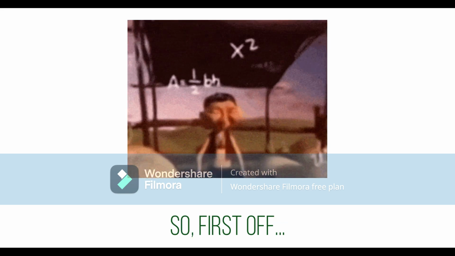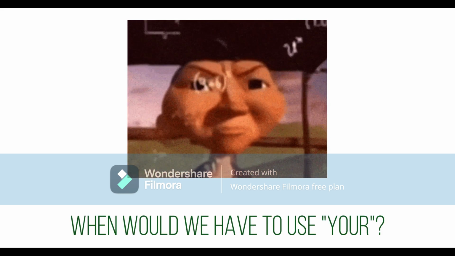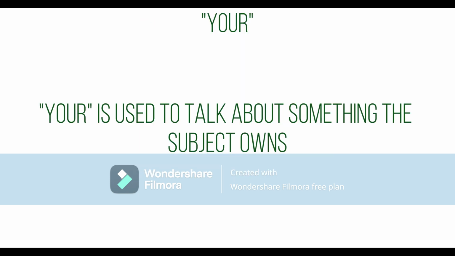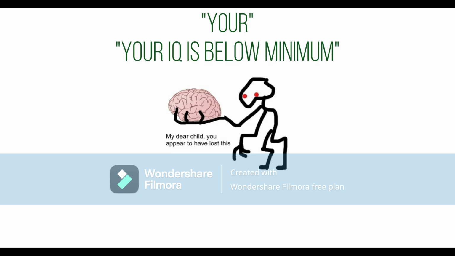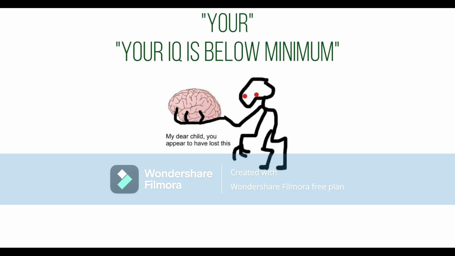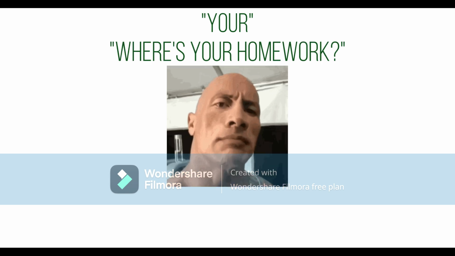So first off, when would we have to use your? We would have to use your to describe something that a person owns. Like for example, your IQ is below minimum. And we're talking about their IQ, which is something that they own. So we use your. And then maybe we might say, where's your homework?